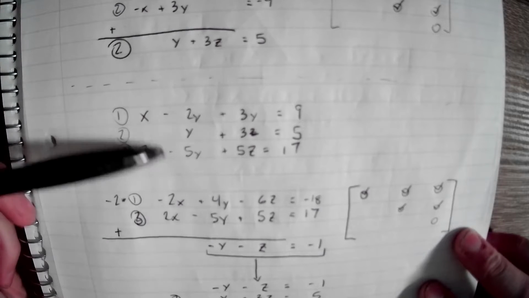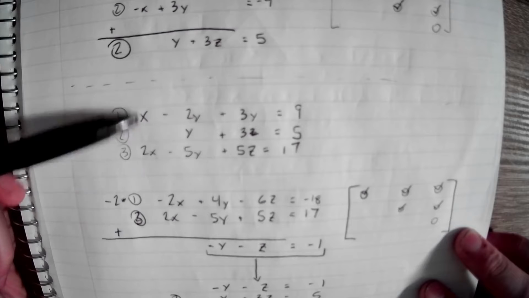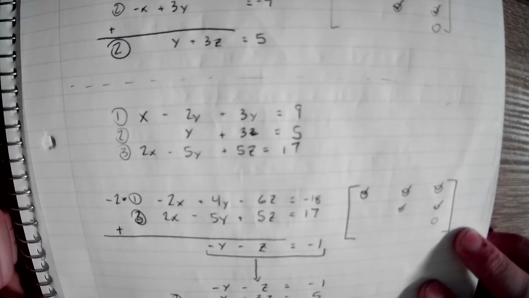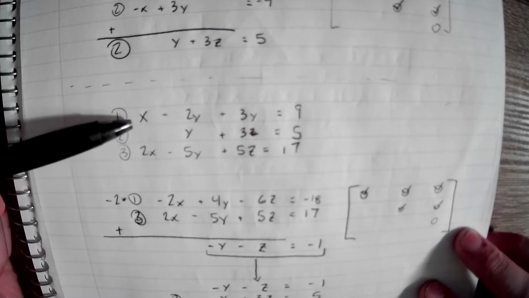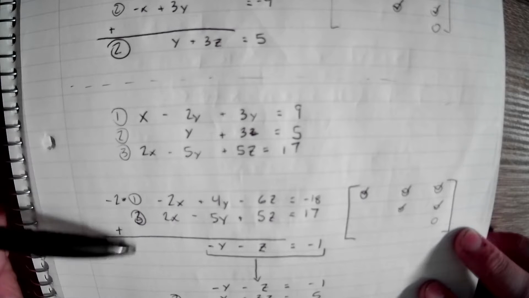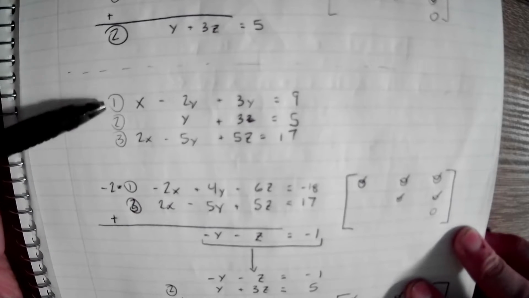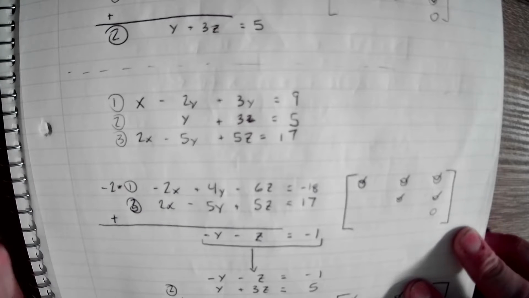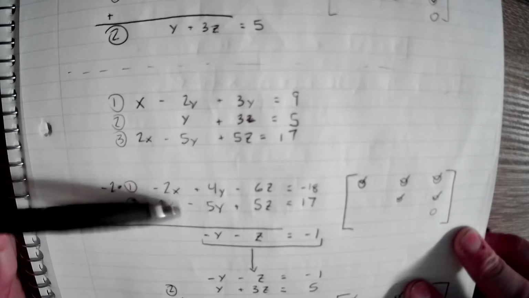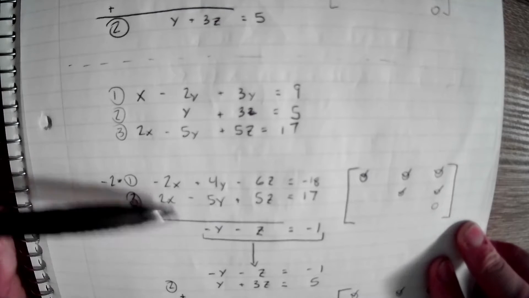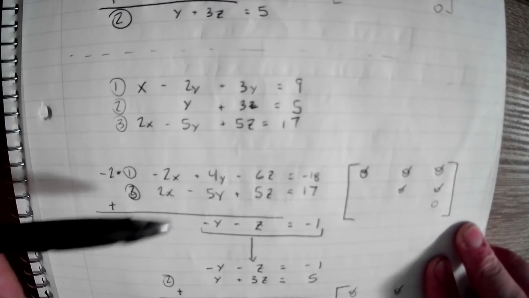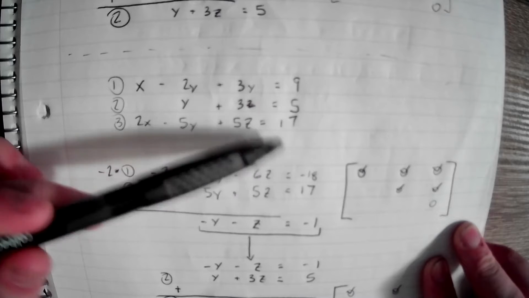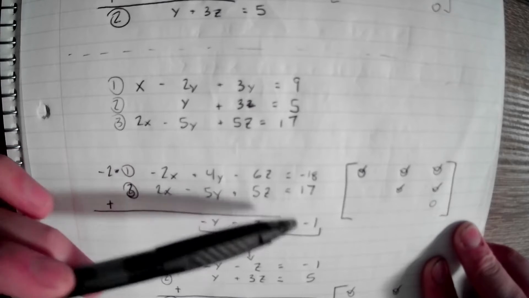We still have an x left in this column. Let's try to eliminate that. These are the only 2 x's, so we need to find a way to squish these two together to eliminate one of the x's. I did that by multiplying equation 1 by negative 2. That gets us negative 2x and positive 2x. When we squish them together, it's going to eliminate the x, and that's exactly what it does. These go away. These add to negative y. These add to negative z. This adds to negative 1.